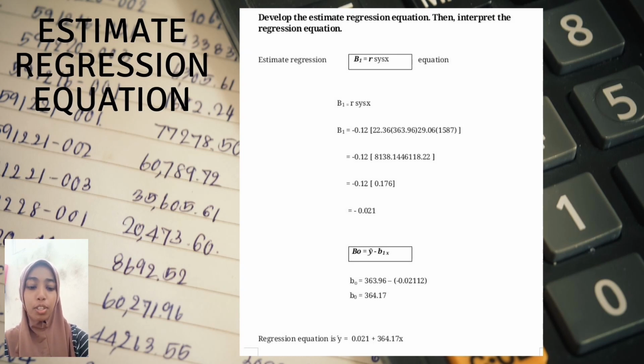negative 0.021. It shows the influence of units on the unit cost for sales orders. The sign of B1 and the sign of r will always be the same. The equation crosses the y-axis at 364.17.